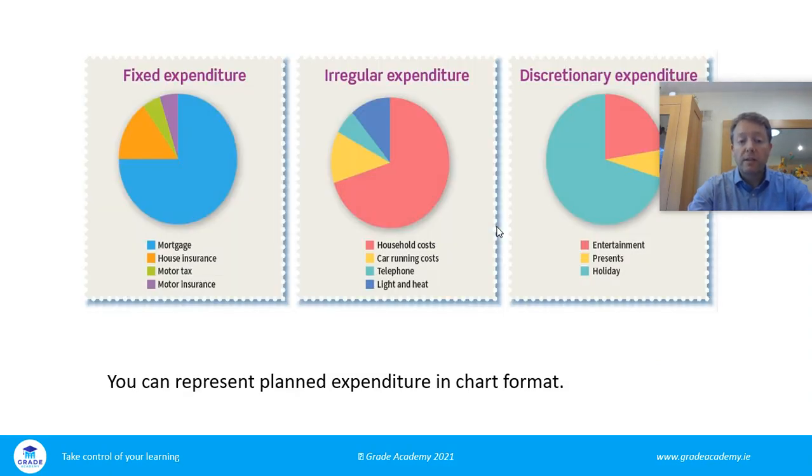You could represent your planned expenditure in a chart form like this, like pie charts. So here we have the fixed expenditure broken down between mortgage, house insurance, motor tax, and motor insurance. Irregular expenditure, here we see household costs, car running costs, telephone, light and heat. And lastly, discretionary expenditure in a pie chart represented showing entertainment, presents, and holidays.